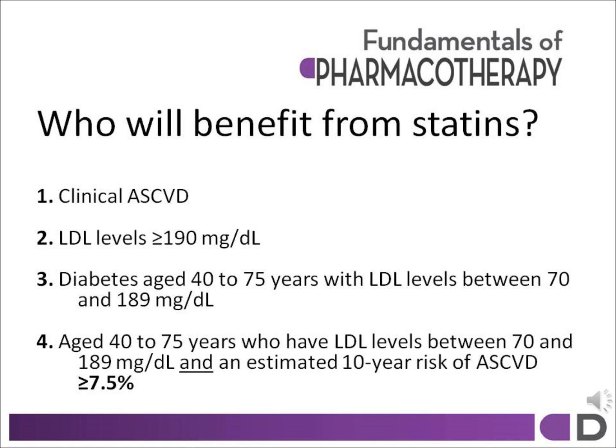Individuals in the first group may be treated with a high-intensity statin if less than or equal to 75 years old, or a moderate-intensity statin if greater than 75 years old. Group 2 individuals would be treated with a high-intensity statin. Group 3 individuals may be treated with a moderate intensity, or if their estimated 10-year ASCVD risk is greater than 7.5%, they would be treated with a high-intensity statin. And finally, Group 4 individuals would be treated with a moderate to high-intensity statin. On the next slide is a table summarizing the groups and the statin intensity therapy.